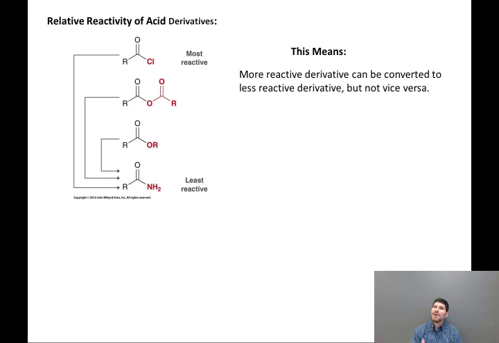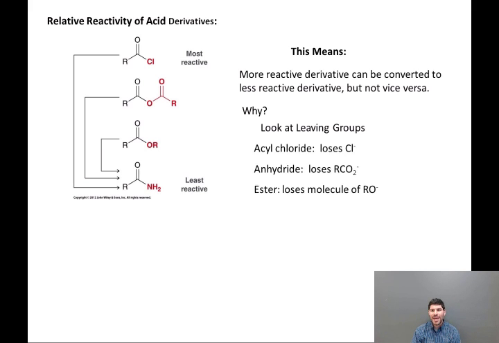So as you saw on the last slide, we can take an acid chloride and turn it into an ester, or an amide, or even an anhydride for that matter. But we cannot take an ester and turn it into an anhydride. We cannot take an amide and turn it into an acid chloride. Why? Well, let's look at the leaving groups, which are conveniently indicated in red in the diagram. An acid chloride is going to lose chloride as the leaving group. Well, we already know that that's a really good leaving group. Anhydrides are going to lose an acetate, or carboxylate if it's bigger, as the leaving group.